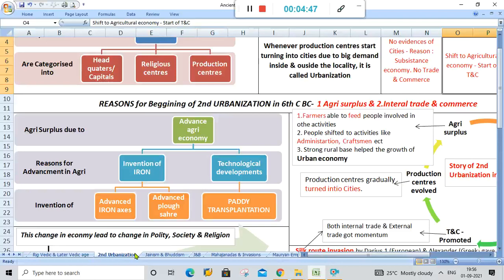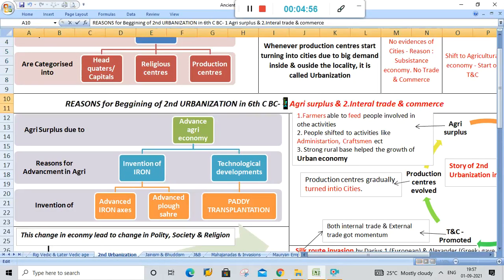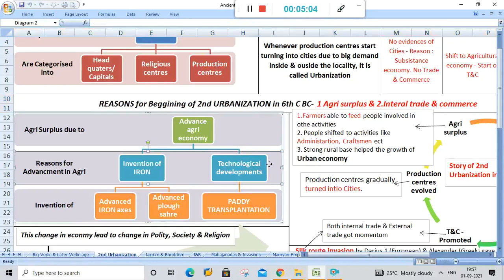Then in the later Vedic period, that is the peak of the Vedic period, urbanization gained momentum and agricultural surplus was there. Not only the economy had started; there was agricultural surplus at the end of the later Vedic age. So this is the major reason for urbanization and the emergence of Mahajanpadas.